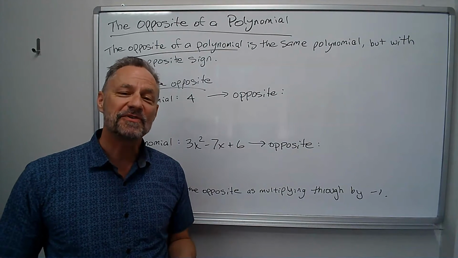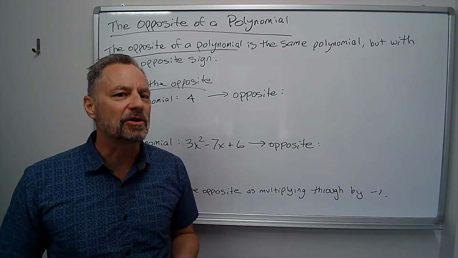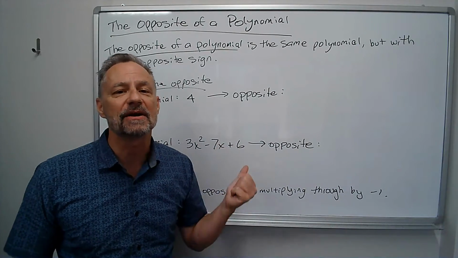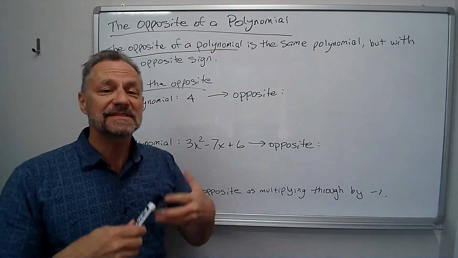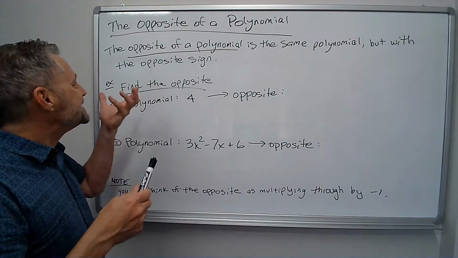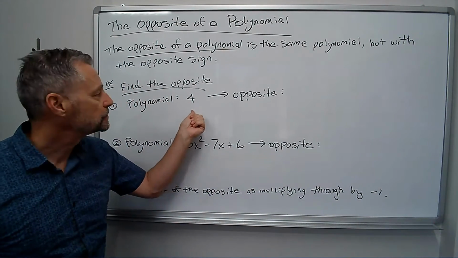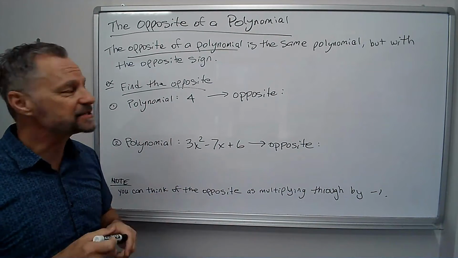Hi there. It's Professor Monty, and we're just talking about what is the opposite of a polynomial. All right, so you see I've written here, the opposite of a polynomial is the same polynomial, but with an opposite sign. So as an easy example, if they want us to find the opposite and they give us the polynomial 4, it's not a very exciting polynomial, but that is a polynomial.